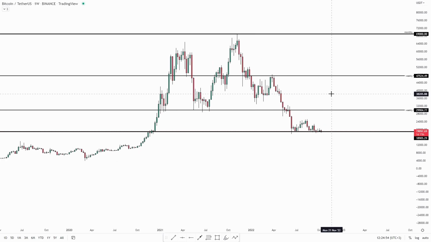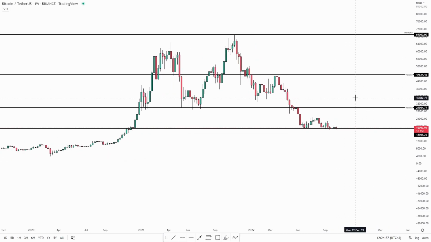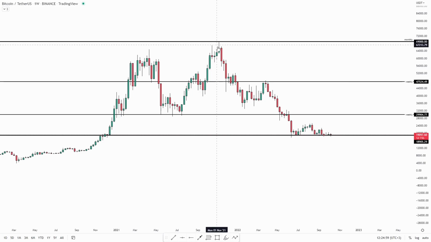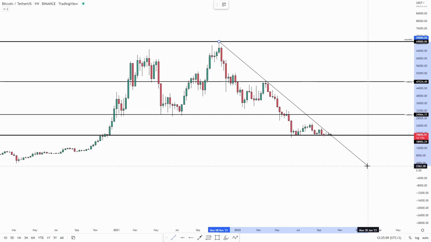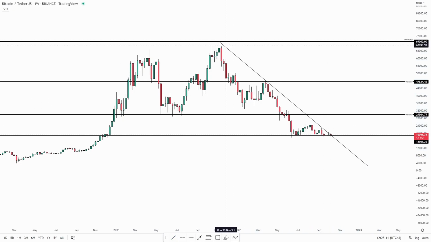Okay, now how to draw our trend lines. You can see here is the impulse wave, this is the correction, and this is the new impulse wave. So our trend line is gonna be just like this.